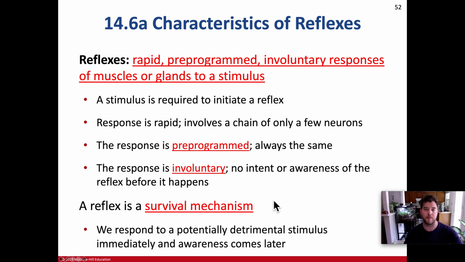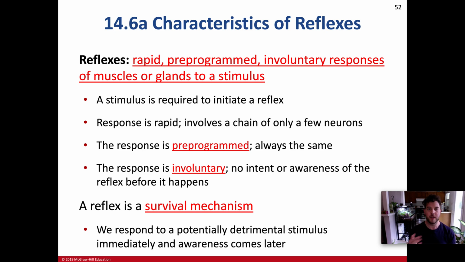We can take the time to come back and say, oh yes, now I'll react. But these are instant, or as instant as we can react. You have to have a stimulus to initiate a reflex. A response is going to be rapid, involving a chain of only a few neurons. Sometimes it's only just a sensory neuron and a motor neuron. There's not even an interneuron in between. The response is pre-programmed, so it's always the same. We'll see 4 spinal reflexes that we're going to get into, and they have very predictable patterns. We know exactly what's going to happen.